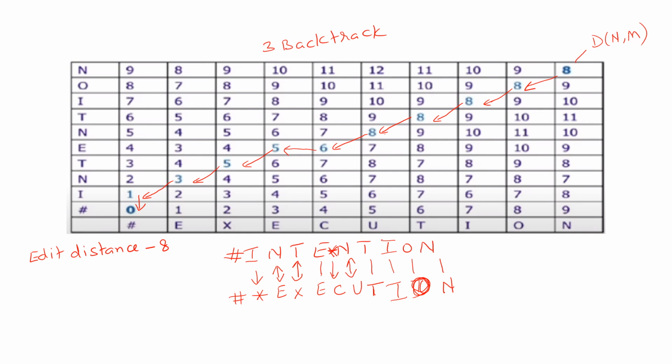So how much is my cost? There is one deletion here. Cost is 1. There is one substitution here.